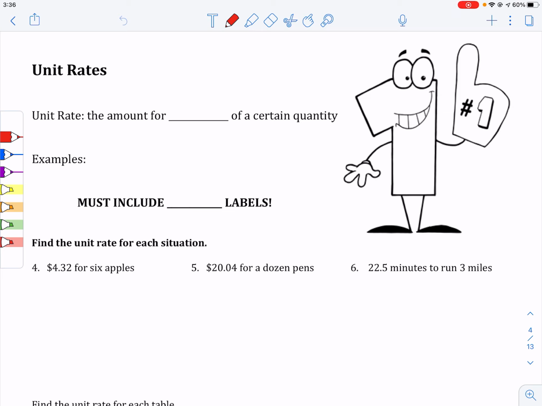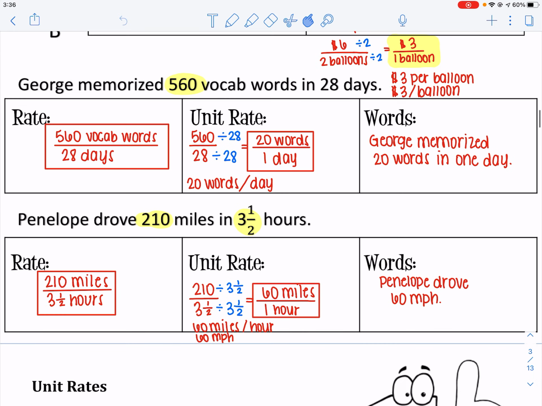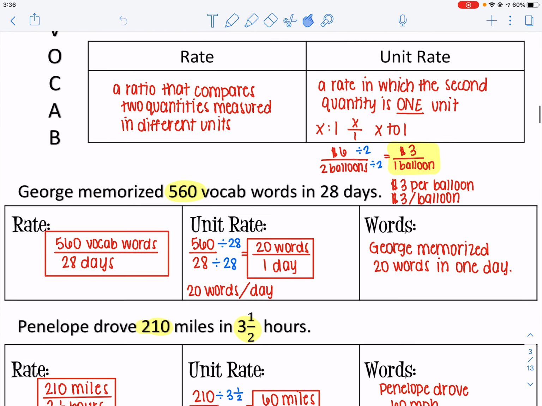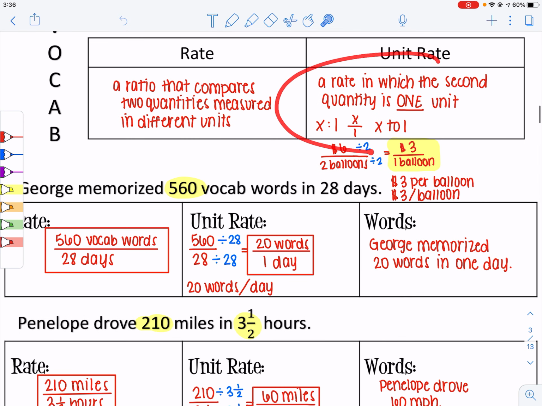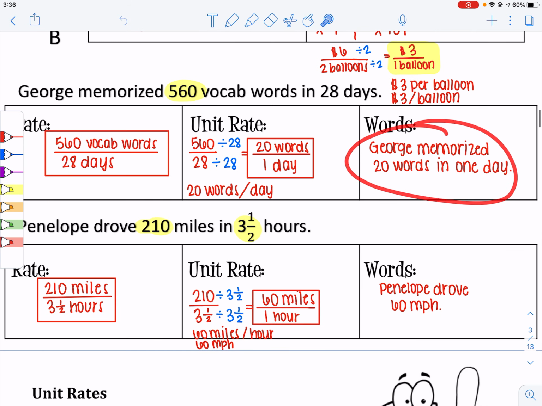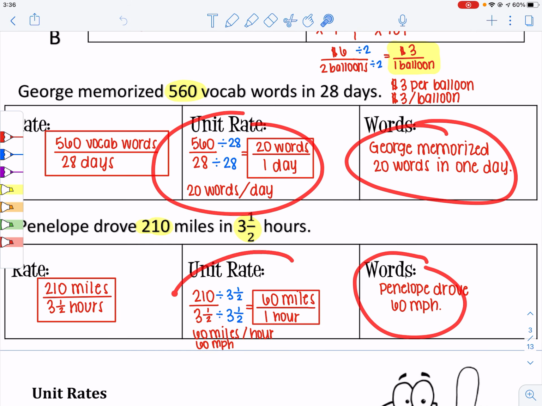So today we're going to talk more about unit rates, and we've learned about unit rates a little bit in our last lesson on the PlayPosit. You learned what a unit rate is. So here's what we had from our last notes. We learned what a unit rate was. We did a couple examples of how to turn things into unit rates and explain in words what that means.